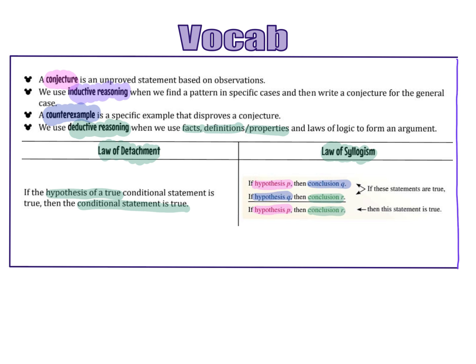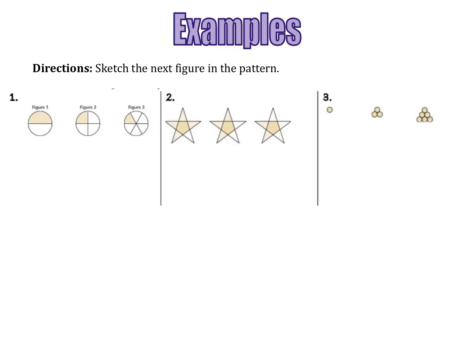So let's get into some examples in general so that we can really make sure we understand these vocabulary words. All right, on our first examples, we're just going to focus on pattern recognition. So we're going to sketch the next figure that would exist in the pattern if we continued in the way it's currently going. I encourage you to pause the video and go ahead and draw the next figure and then unpause the video and see how you did.